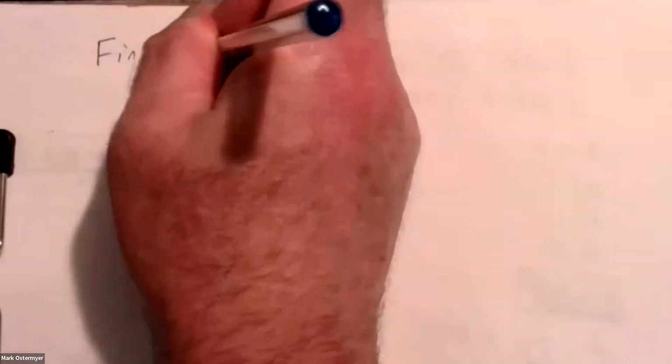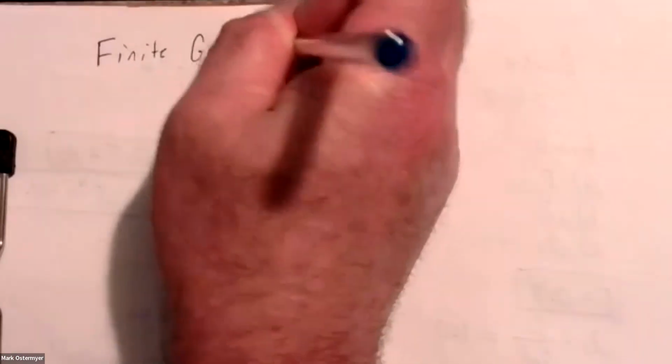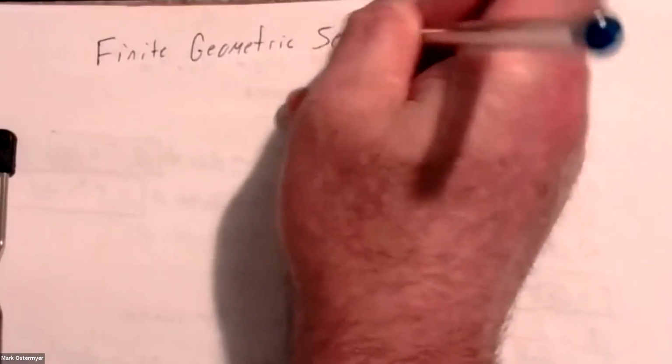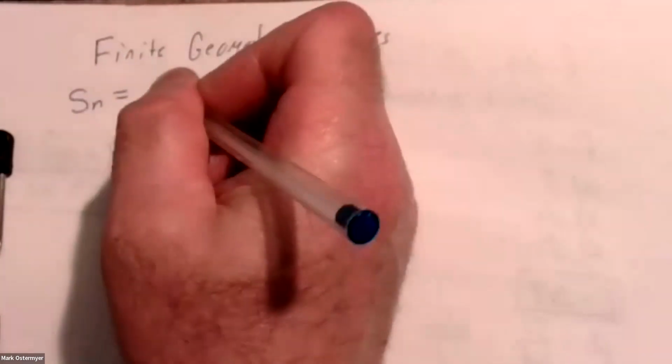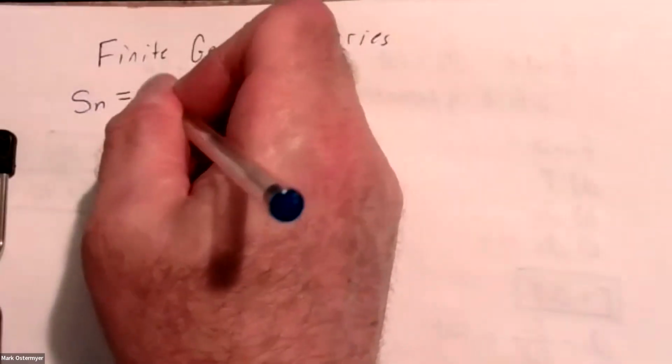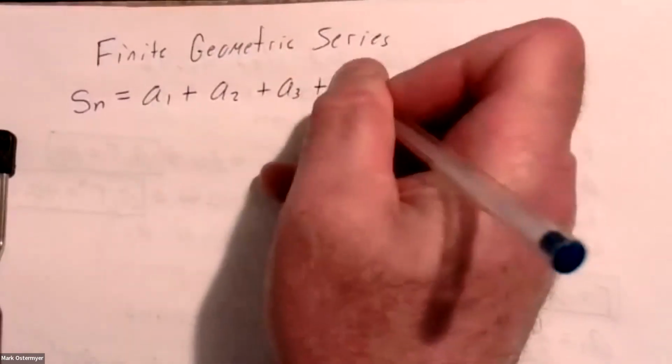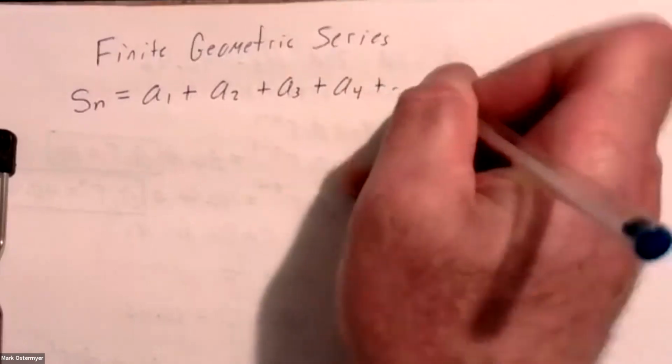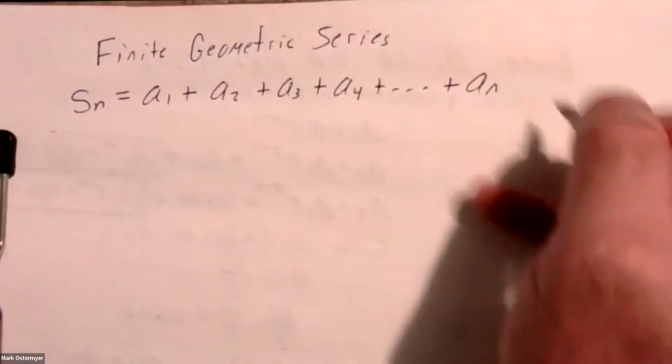All right, so here we go. Finite geometric series. This is the nth partial sum of adding up n terms of a finite geometric sequence. It's the first term plus the second term plus the third term plus the fourth term plus, all the way up to the nth term.